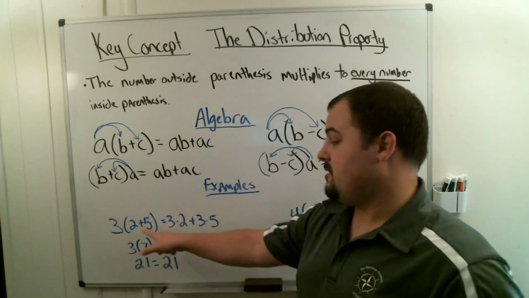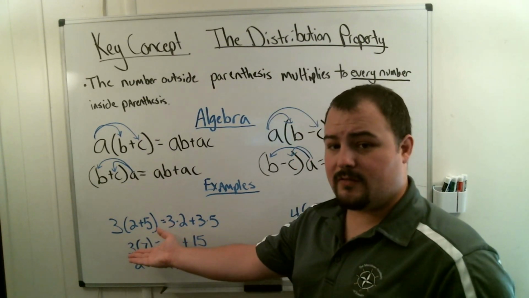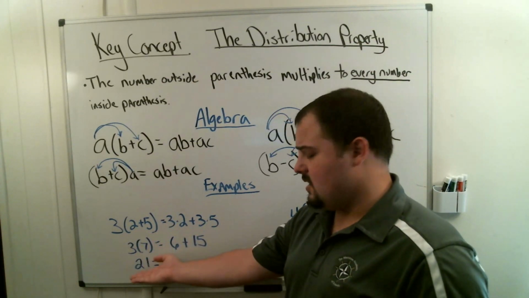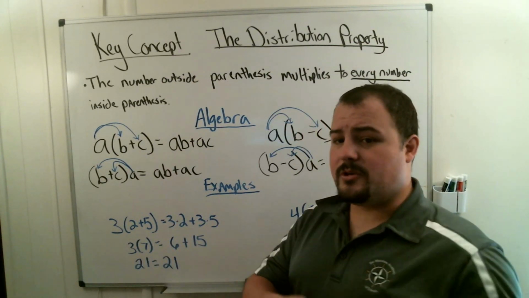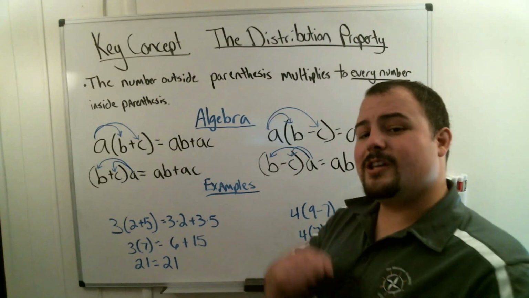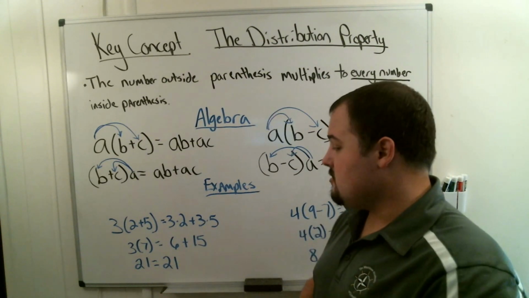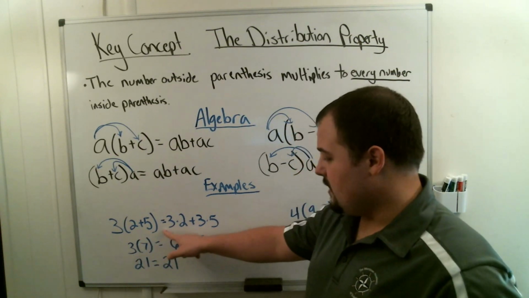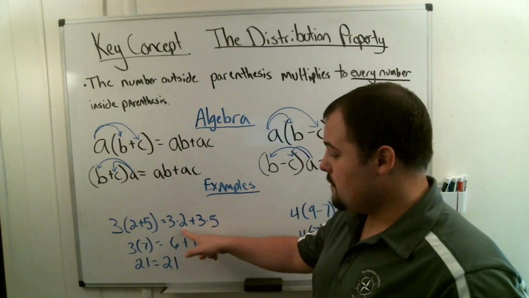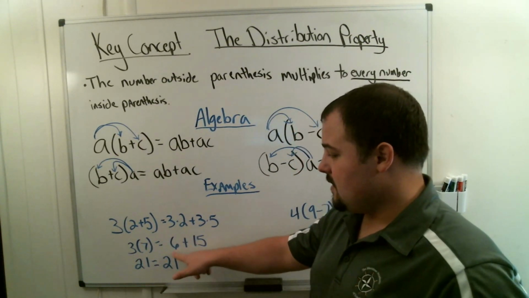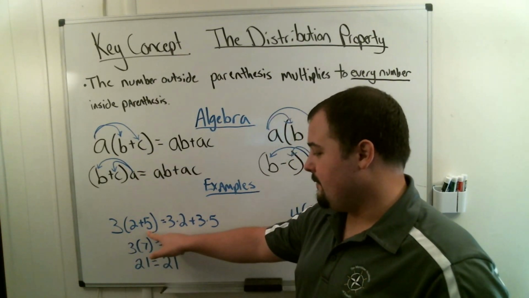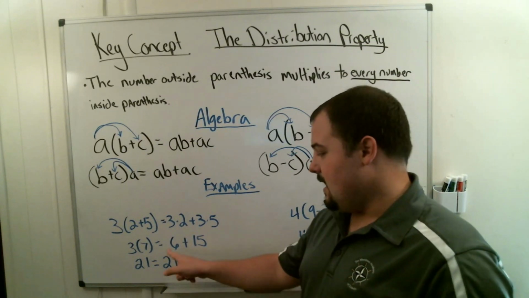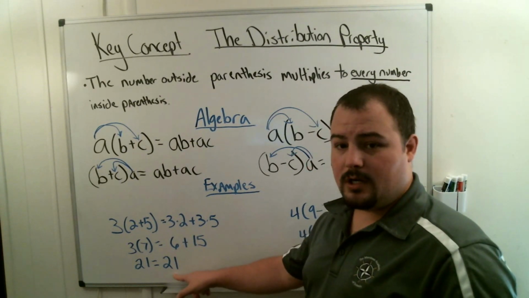Because 3 times the quantity 2 plus 5, well, I know that 2 plus 5 is 7, and 3 times 7 is 21. Well, the distribution property just shows that even if you give it to each, you're still going to get the same answer if you do it correctly. So if I took 3 and I multiplied it by 2, that would look like this, 3 times 2. 3 times 2 is 6. If I take 3, multiply it by 5, that looks like 3 times 5, which is 15. And if I add 6 and 15, I get 21.